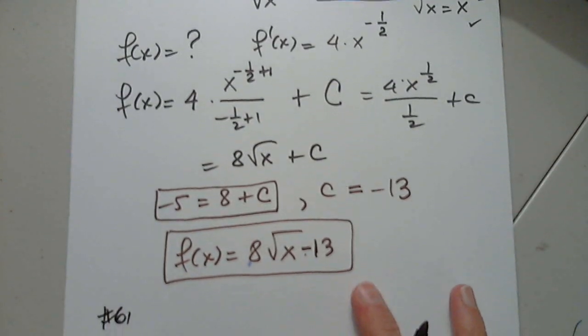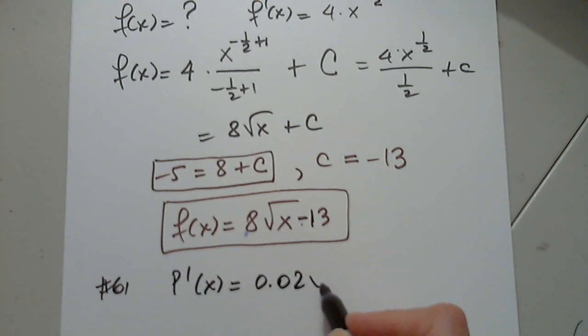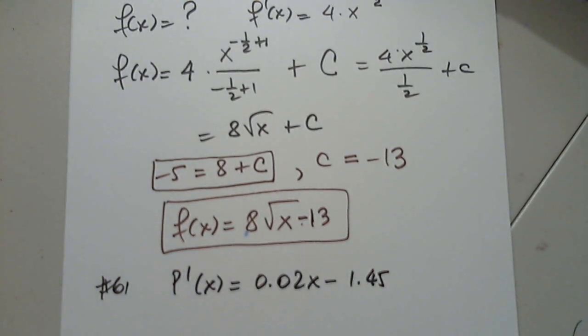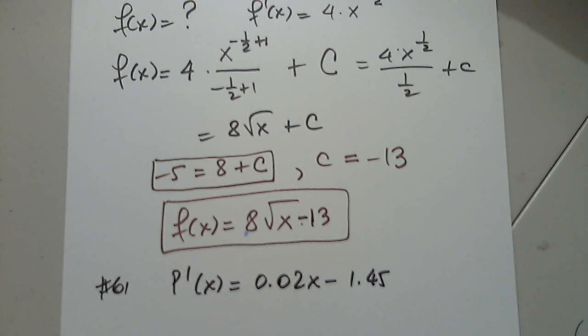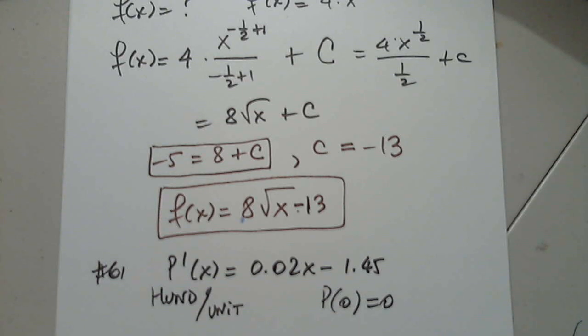Feel free to choose the next one. So we have P prime of x equals 0.02x minus 1.45. Eli Schutz determines that the marginal profit, in hundreds of dollars per unit, from selling the x parachutes is given by this. Find the total profit function P, assuming that P of 0 is 0. If we don't sell anything, the profit is 0.